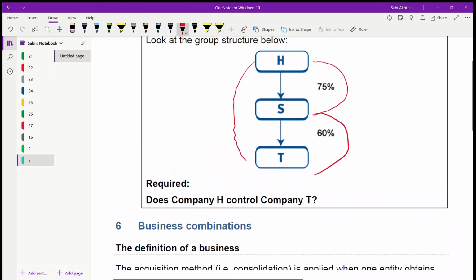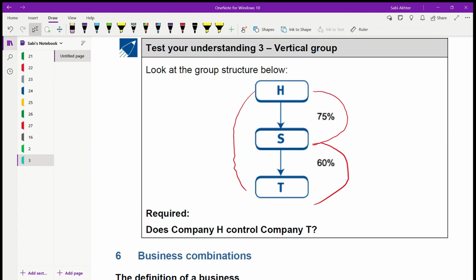Okay, you see. So through S, you see H is having control over S. So through that S, H is also controlling T. So that's it for IFRS 10 and see you in the next standard, which is IAS 28.